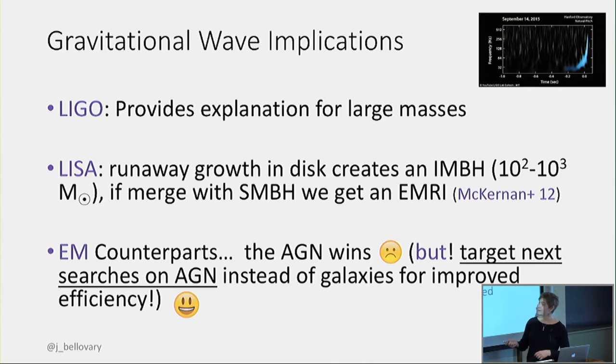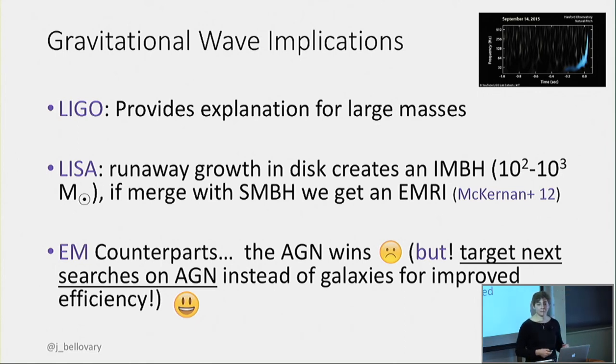This could also be a LISA source. LISA is a space-based gravitational wave observatory that will launch in the 2030s, and it can observe things like intermediate mass black holes merging with supermassive black holes. So if this runaway disk growth creates something that's about 100 or 1,000 solar masses, and that eventually merges with the supermassive black hole, then that would also create a different type of gravitational wave signal called an EMRI, extreme mass ratio inspiral.